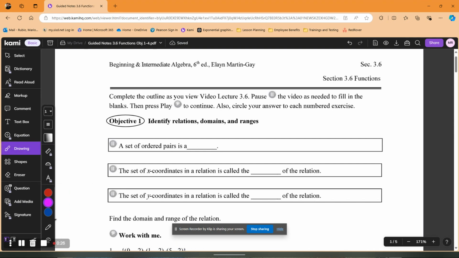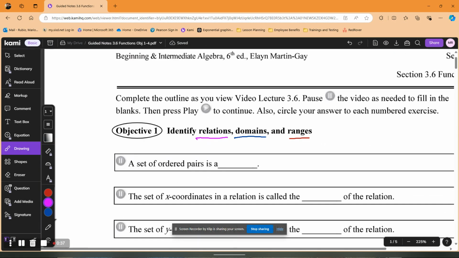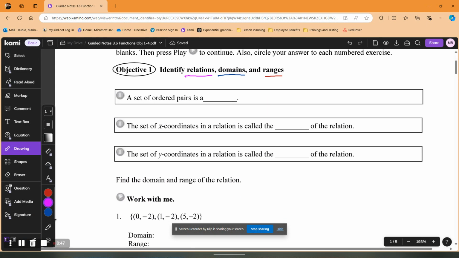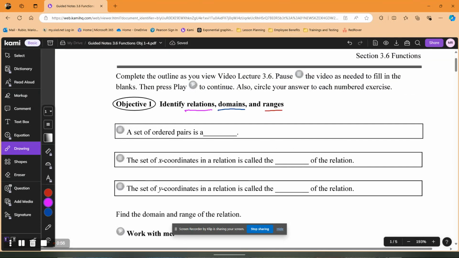Okay, so we need to define a relation, and then we need to define domain, and we need to define range. So a relation is not like I'm in a relationship with a boyfriend or girlfriend. A relation in math is a set of ordered pairs. Anytime you have a list of ordered pairs, that's called a relation. Like in example one here, all these ordered pairs, that's a relation. Anytime you list a set of coordinate points, we call that a relation.